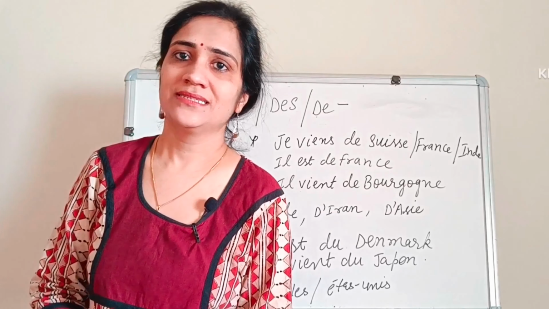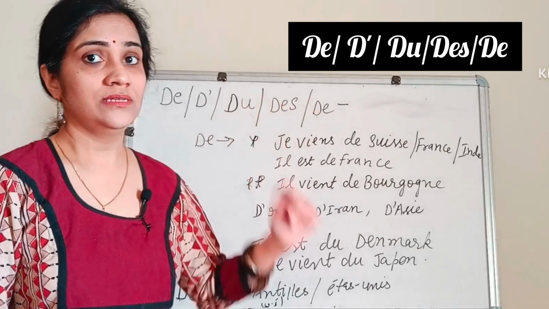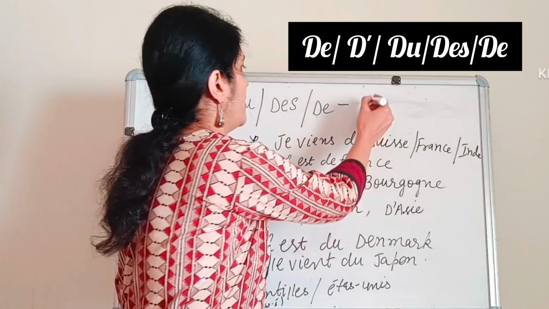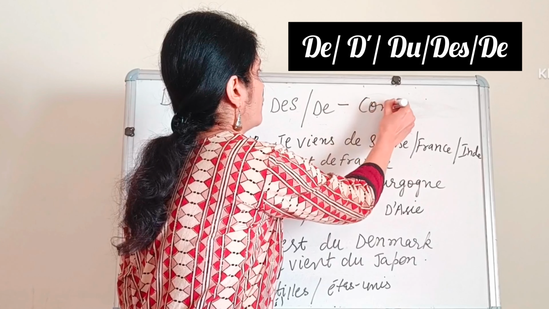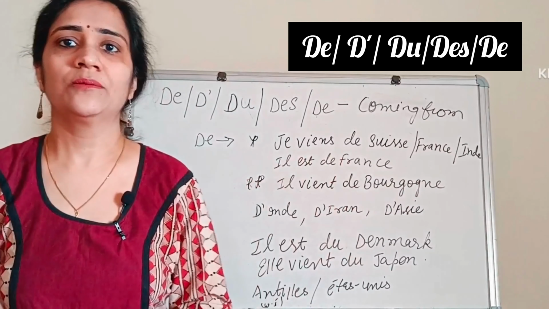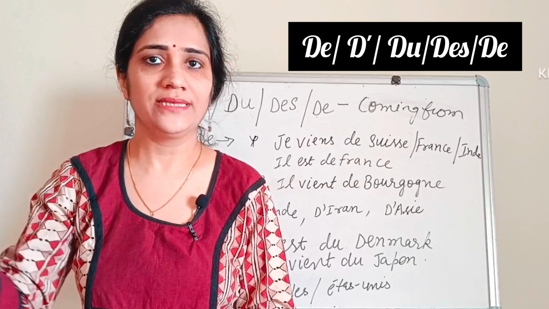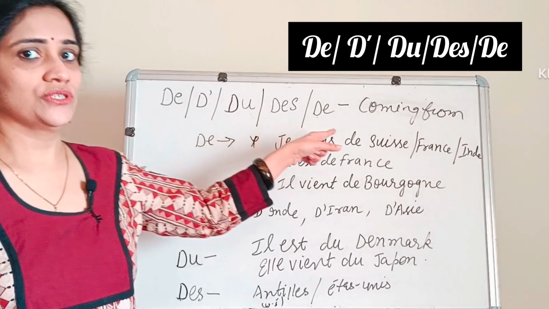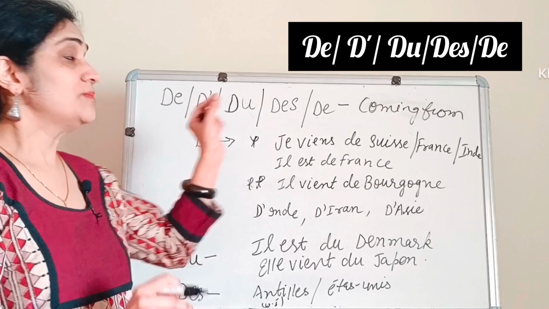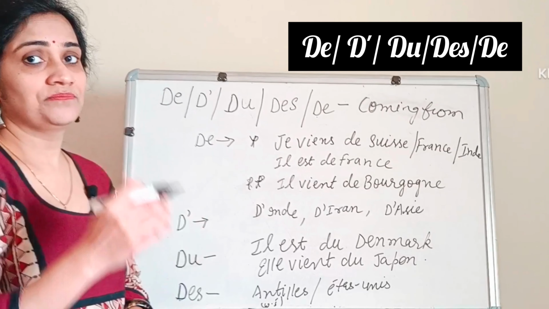Now move on to the next set of prepositions, that means de, d', du, des. These prepositions, when referring to a place, refer to coming from a particular place, or belong to that place, coming from that city or a country, or belong to that place. Then we have to use these prepositions. But each preposition, as we have discussed earlier as well, has to be used differently. So let's discuss one by one.